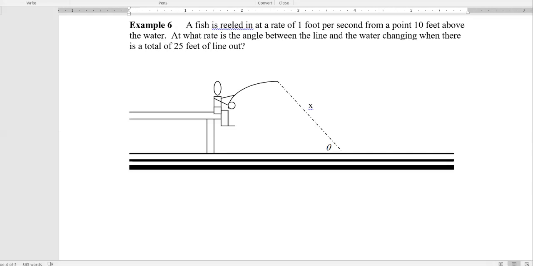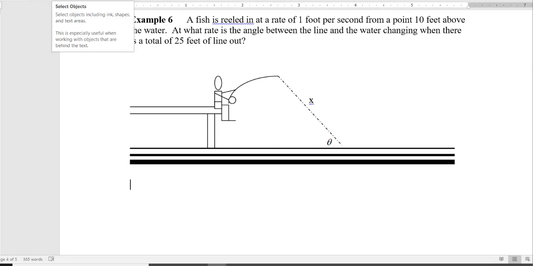Okay, here's our next one, example 6. Fish is reeled in at a rate of 1 foot per second from a point 10 feet above the water. Let's fill in some of these measurements here, these dimensions. Okay, so reeled in at a rate of 1 foot per second from a point.